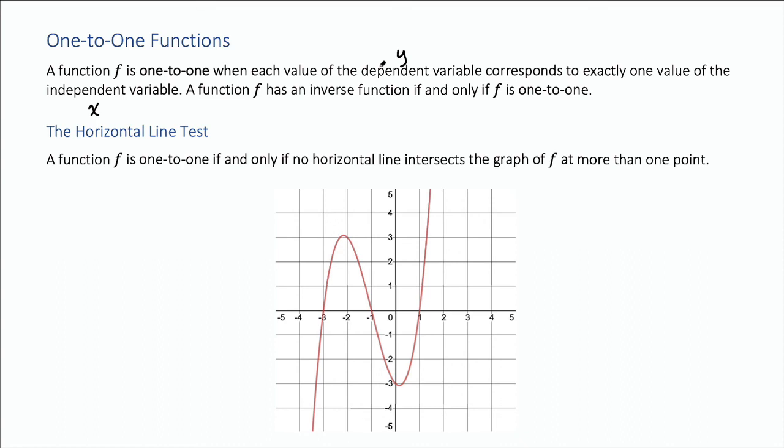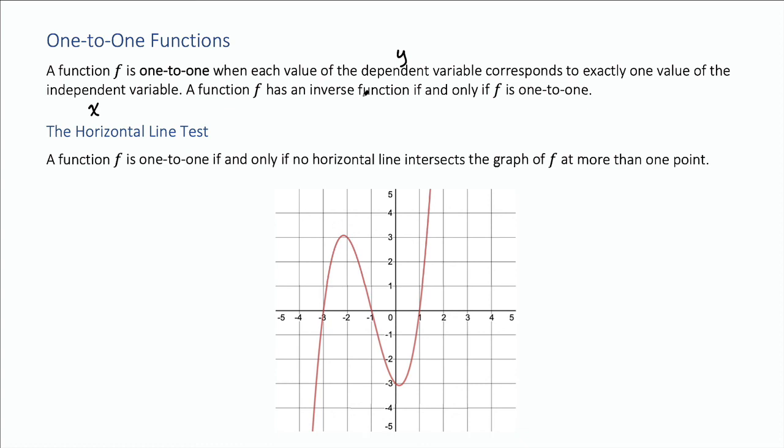So for example, x squared fails this because 4 is an output for x squared that comes from two different inputs. It comes from -2 and from +2. So x squared is not a one-to-one function. And it turns out that the one-to-one functions are the ones that have inverse functions.